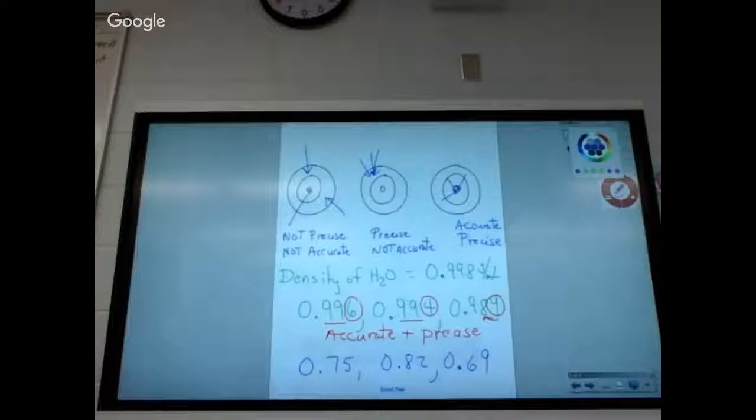Now, we need to be able to get good data on Friday. So we need to be able to read the equipment in the room to the correct significant digits. So we need to talk about what a significant digit actually is. Most of you have probably not read the equipment to the correct significant digits at all in your entire life.